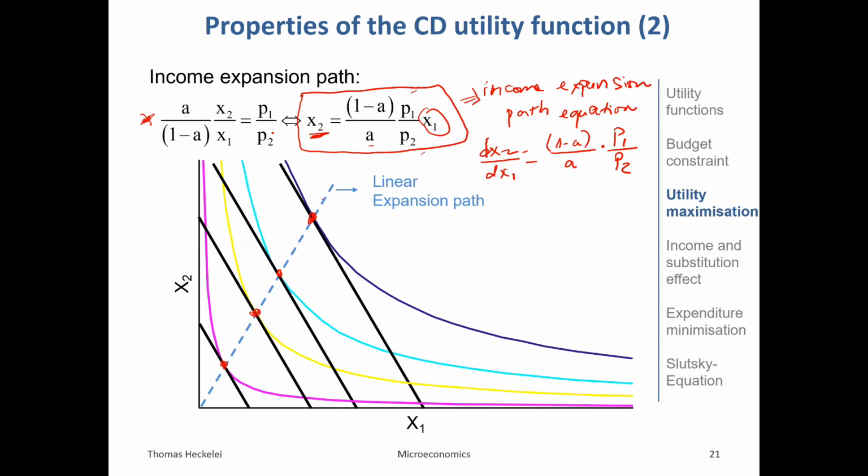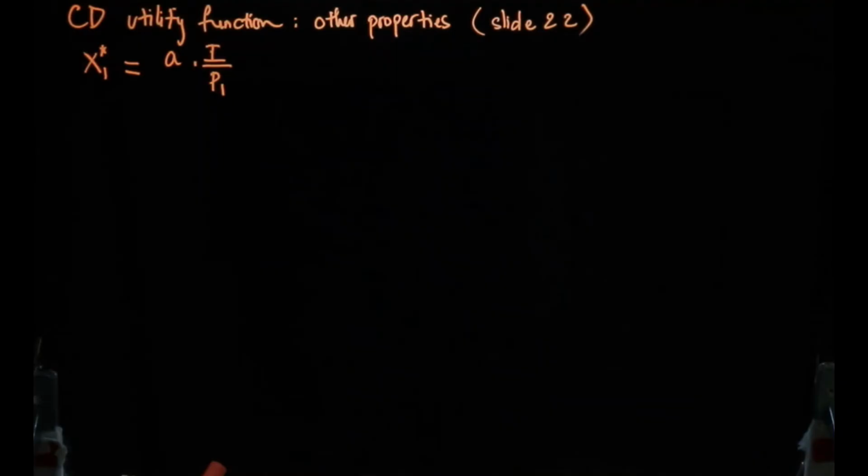The second thing to realize, the intercept now is 0, right? You have only one term associated with x1. So the first thing is a line, a linear expansion path. The second thing is it goes through the origin. That's the income expansion path of the Cobb-Douglas utility function. Very special.